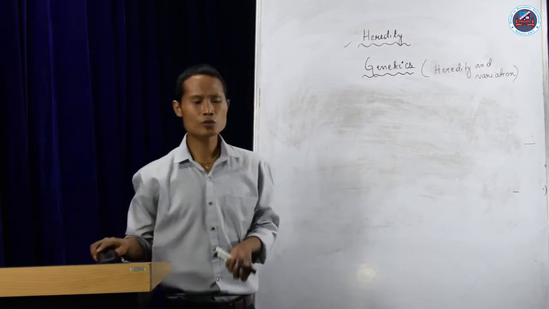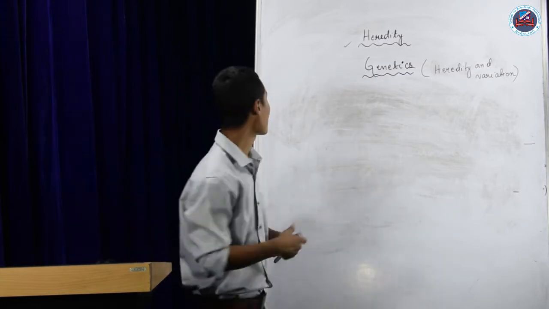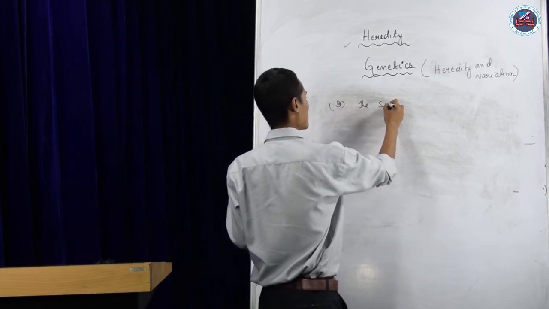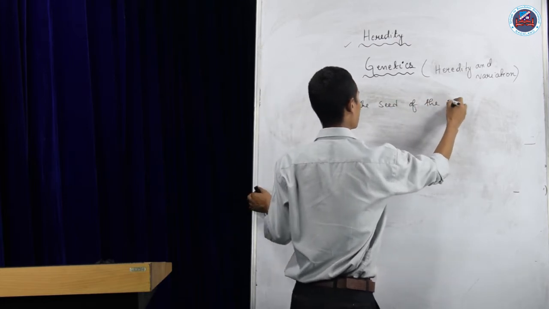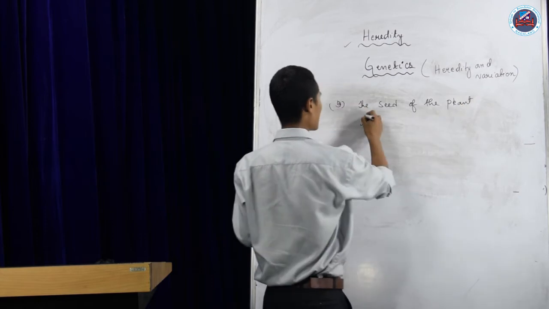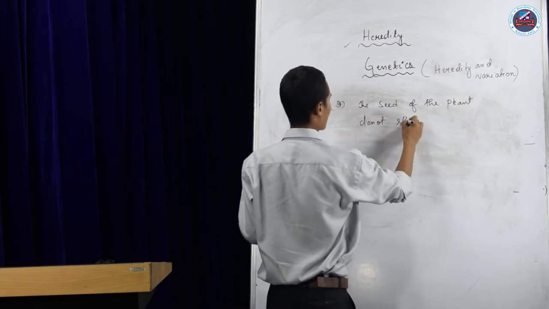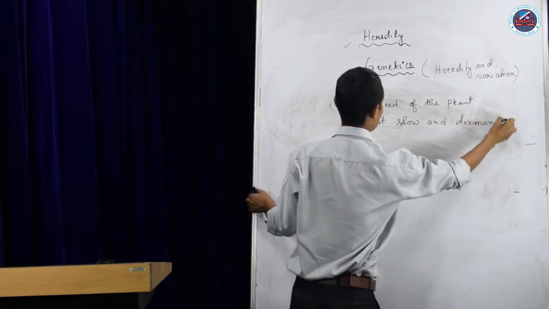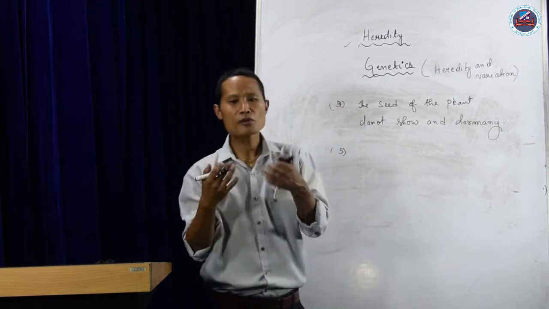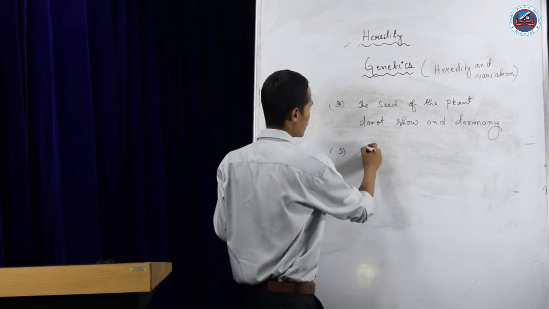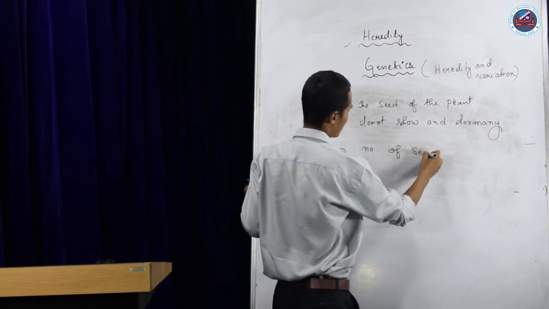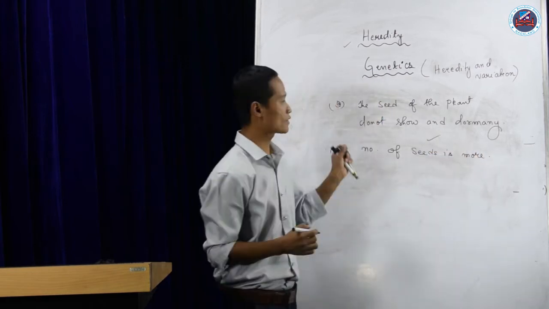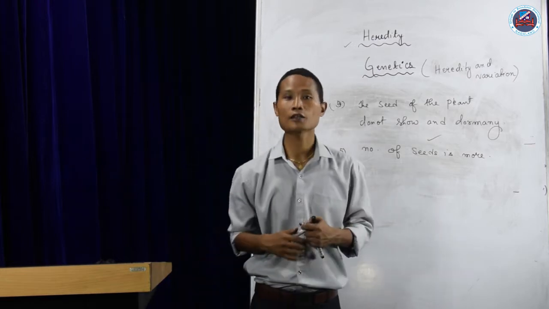And the 4th reason was that the seed of the pea plant does not show any dormancy. And the number of seeds is large or more. So this is very important, why Mendel had selected pea plant for his experiment.